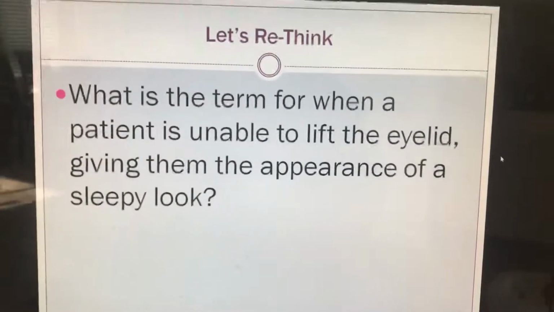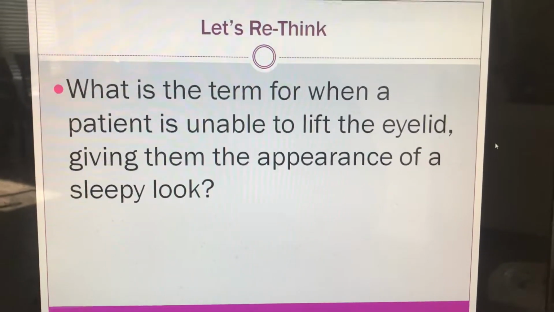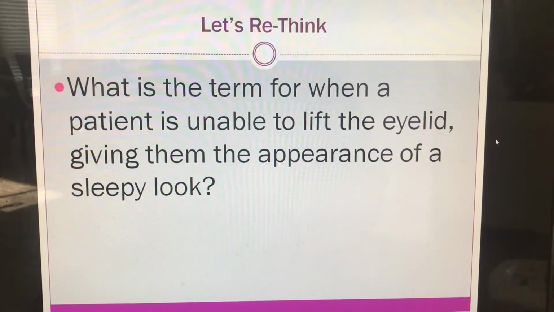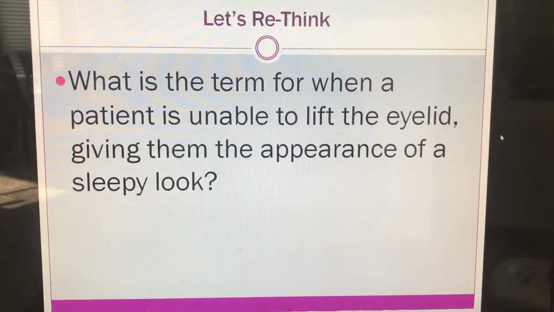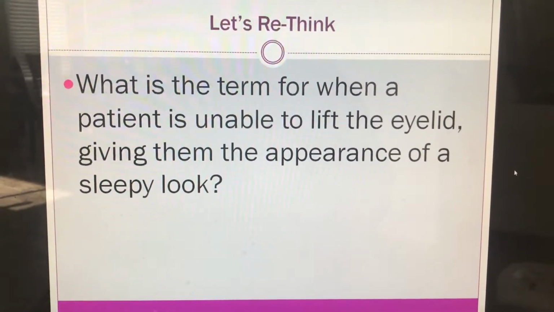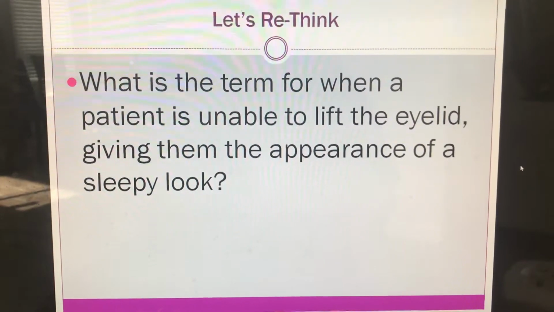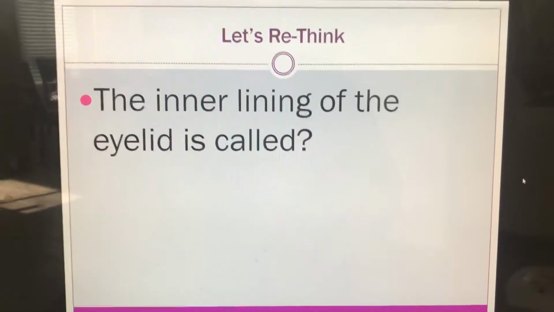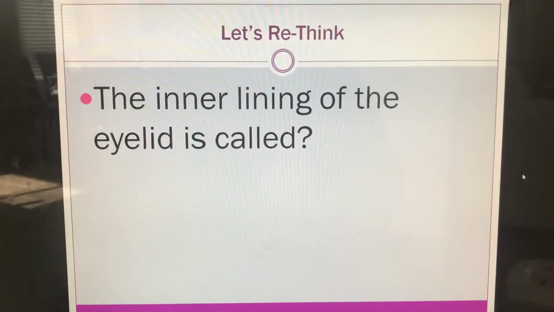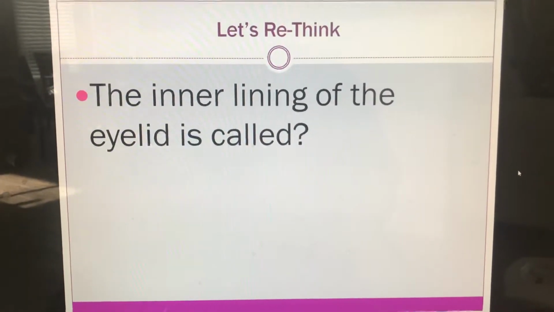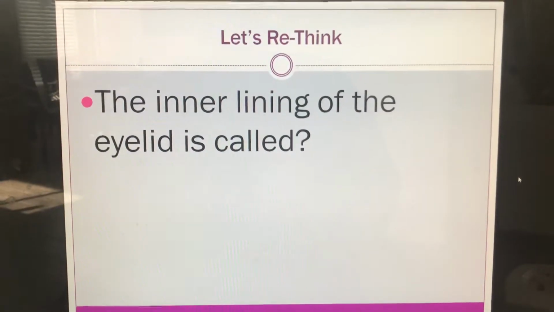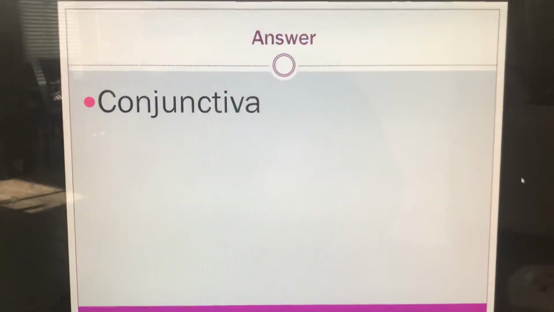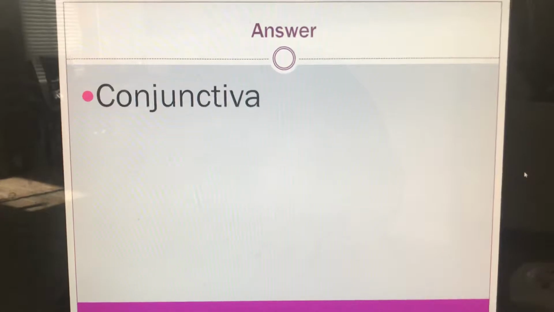So let's rethink. What is the term for when a patient is unable to lift the eyelid, giving them the appearance of a sleepy look? Ptosis. The inner lining of the eyelid is called conjunctiva.